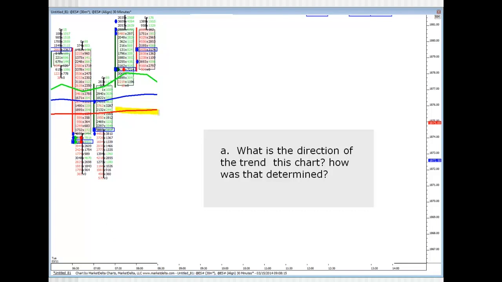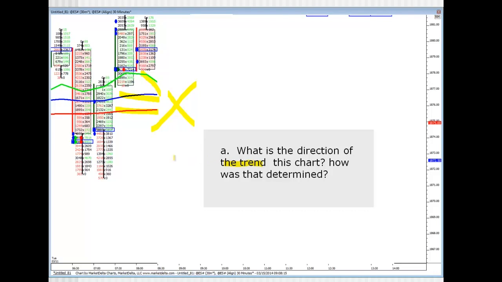The simple 50, the simple 20 are parallel to one another. I don't have anything pointing down. I don't have anything pointing up. If anything, my simple moving average is pointing lower. So the direction of the trend is really, there is no coherent or clear trend.